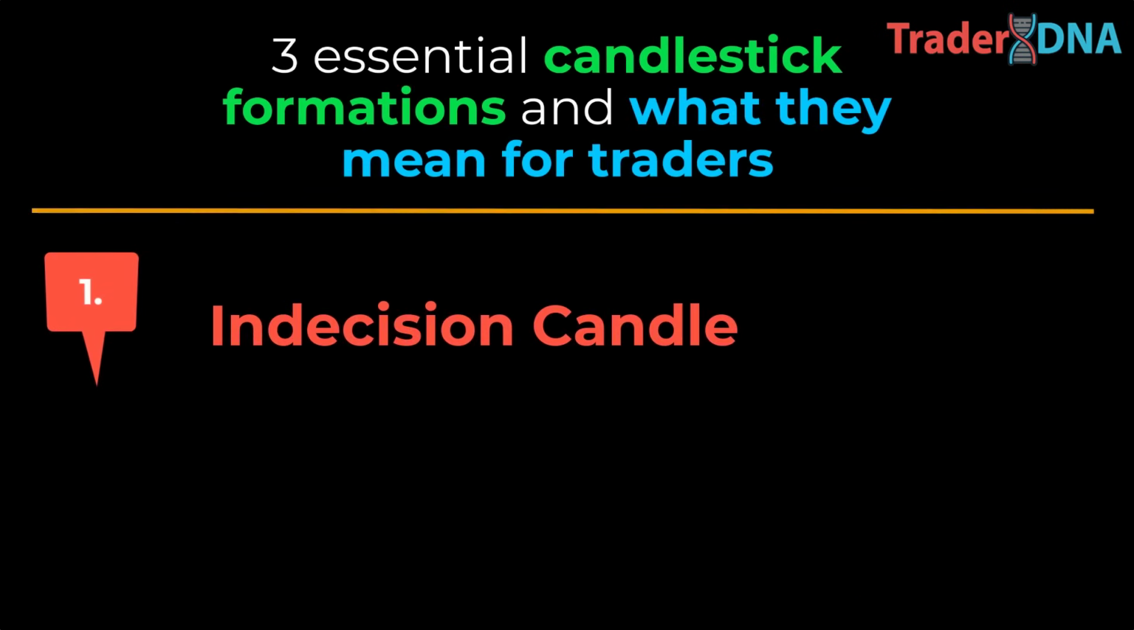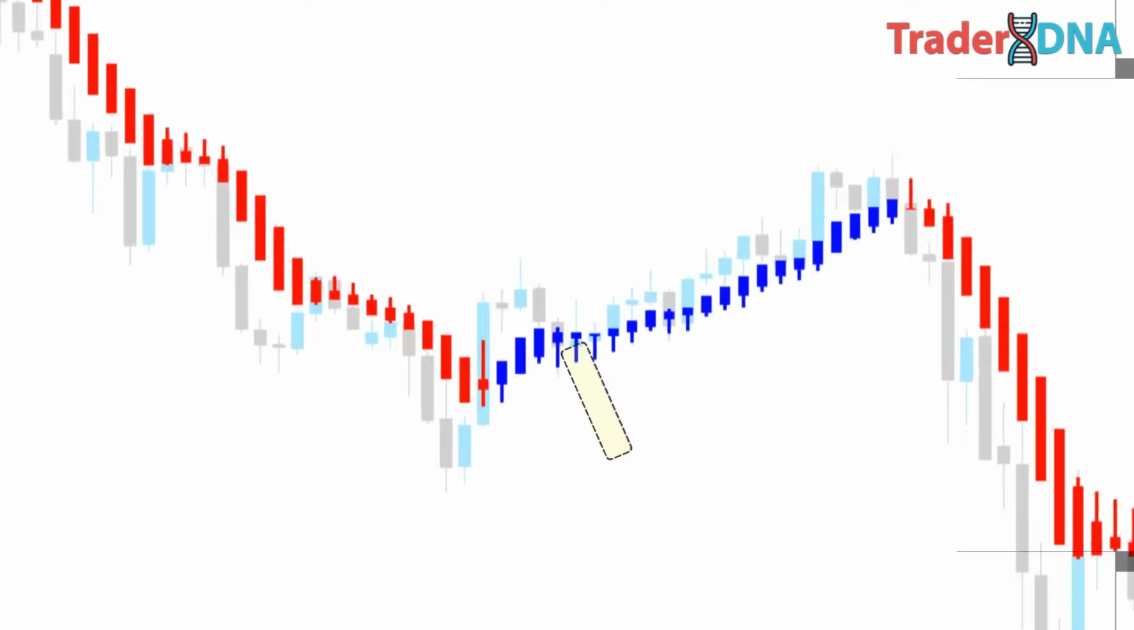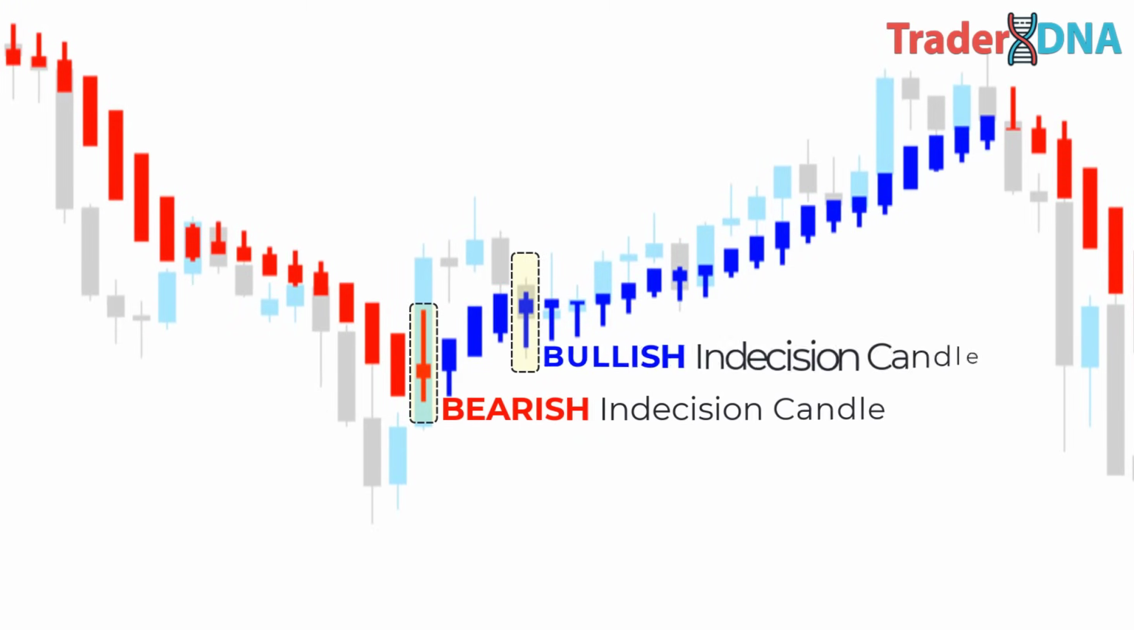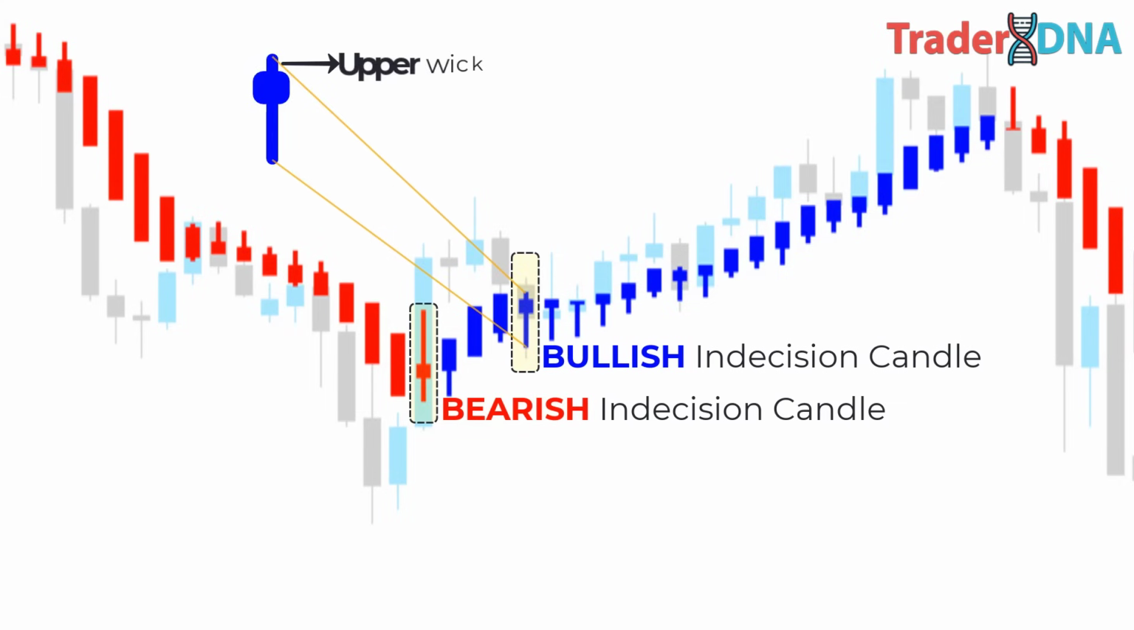1. Indecision candle. Let's start with the indecision candle. You'll notice that this candle has wicks on both sides, but one wick is significantly longer than the other. If the upper wick is short and the lower wick is long, this is a bullish indecision candle. Even though this candle represents market hesitation, it still provides critical insight. It signals a bullish tendency in the market. While traders shouldn't enter a trade immediately, this candle serves as an early indication that a potential buy opportunity may be forming.